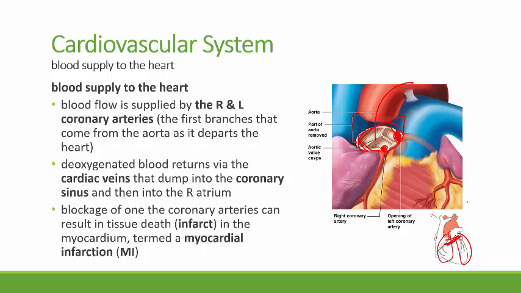The blood is collected, and it returns to the cardiac veins first, which then merge together to form the coronary sinus, which is on the posterior of the heart. And then the coronary sinus dumps directly into the left atrium. So blockage in either one of these very important coronary arteries can lead to a myocardial tissue death called an infarct. And so that's referred to as a myocardial infarction.